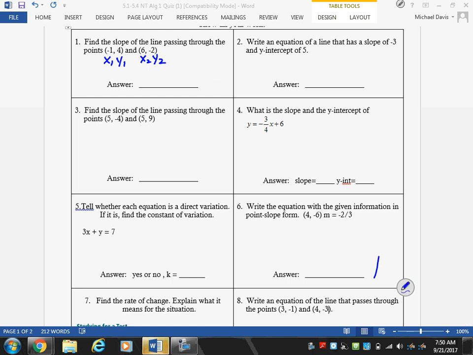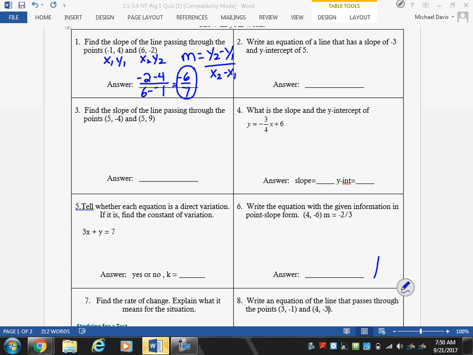If y equals should then m equals y2 minus y1 over x2 minus x1. And you're just going to plug in the values. So that'll be negative 2 minus 4 over 6 minus a negative 1. That's negative 6 over 7.